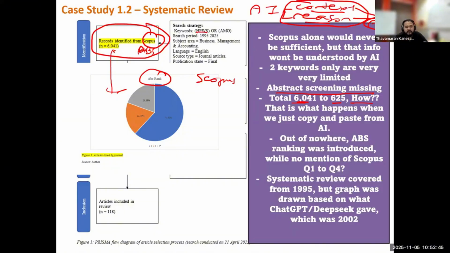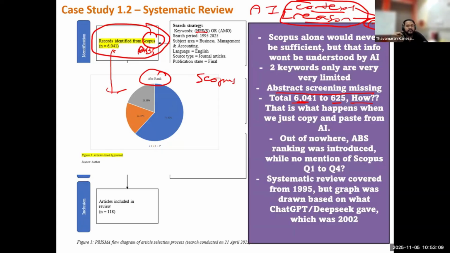Q1 to Q4. Anyone else can tell me? There's one more thing missing. Besides Q1 to Q4, there's one more metric. No, impact factor is Web of Science, not Scopus. It's two different things. But good try though.